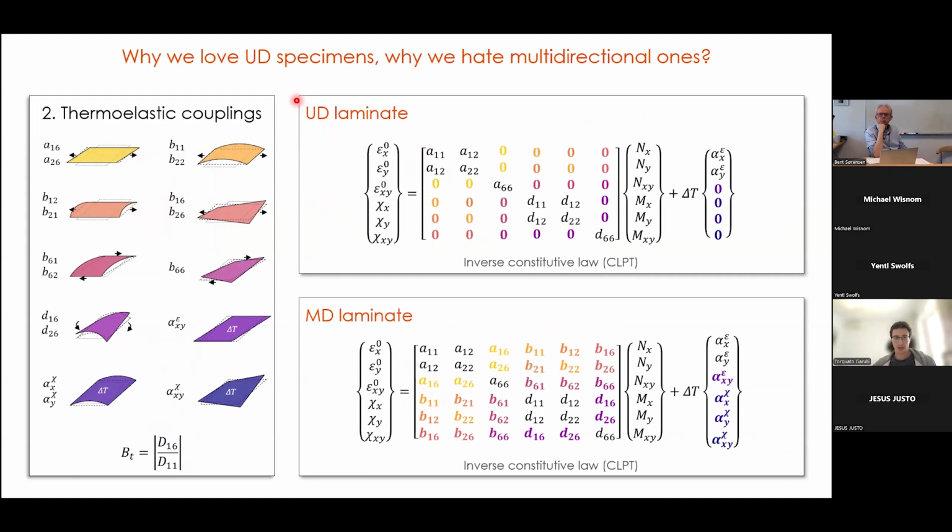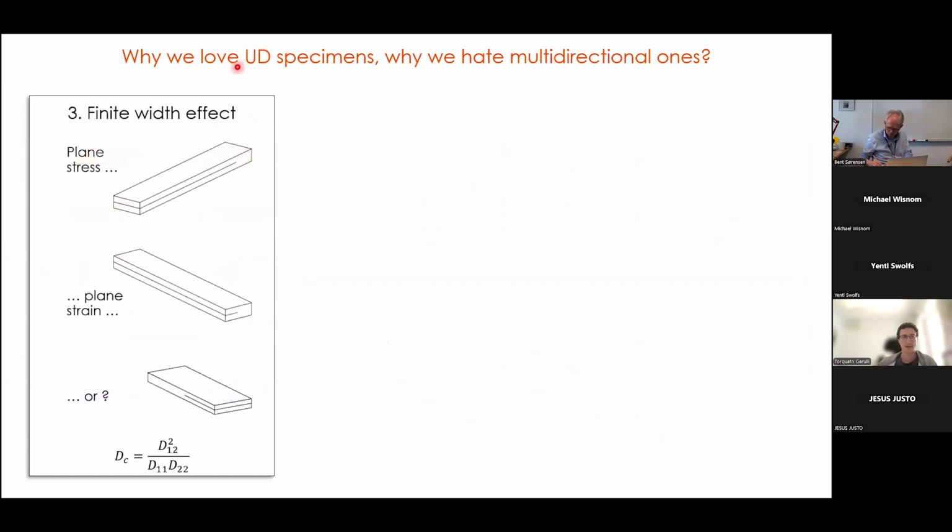Now, another reason could be the presence of thermoelastic couplings, and this is because when you design a specimen for a standard test, you would like to have the simplest behavior possible. If you compare the behavior of a unidirectional laminate with that of a multidirectional one, you see a striking difference in the fact that we have a lot of zeros, and all these terms are what we call the thermoelastic couplings, and these create strange and undesirable mechanical behavior, and they generally exist in multi-directional laminates. We actually know how to avoid most of them, but the thing becomes much more challenging when you have to design a delamination specimen, avoid all of them in all the parts of the specimen, and still be free to choose the delamination interface.